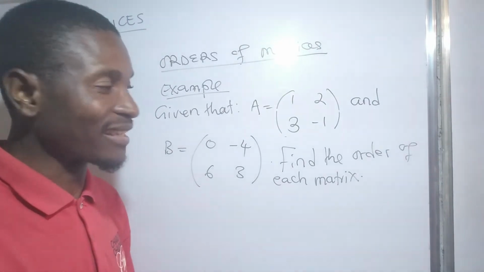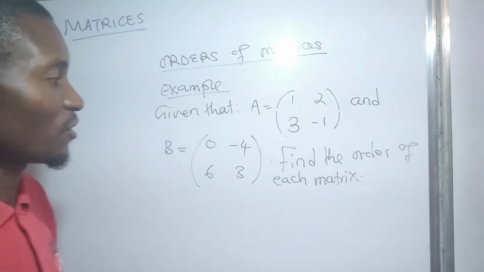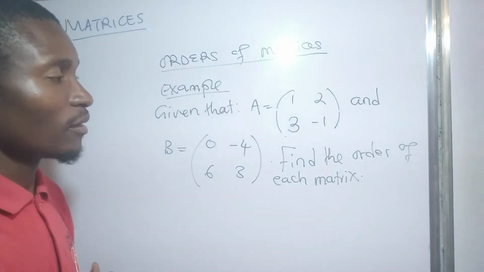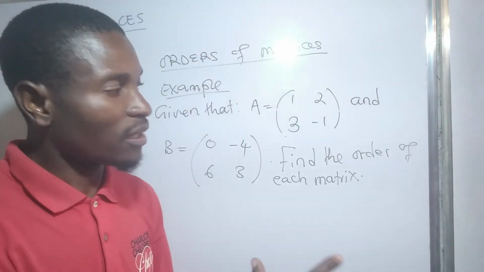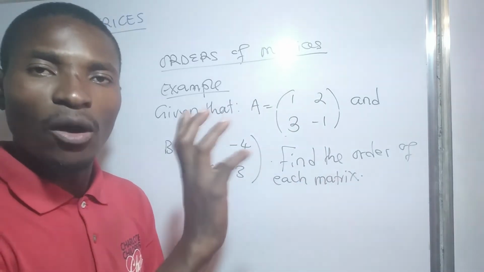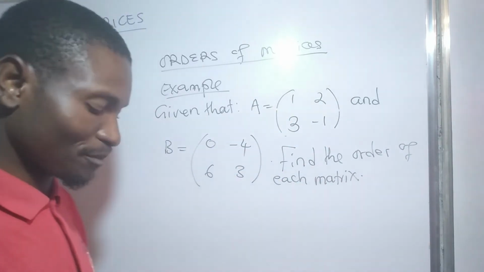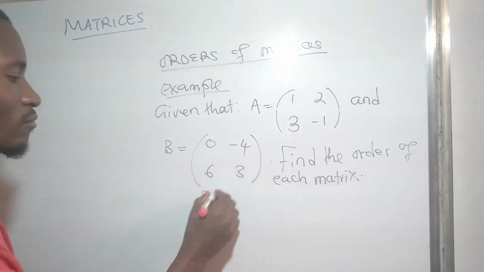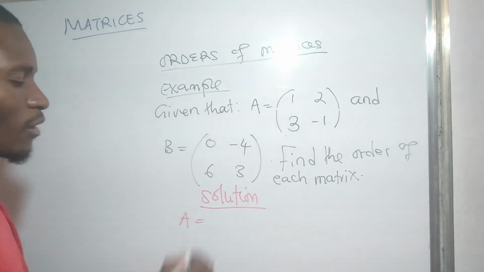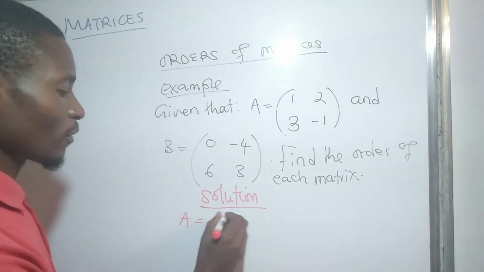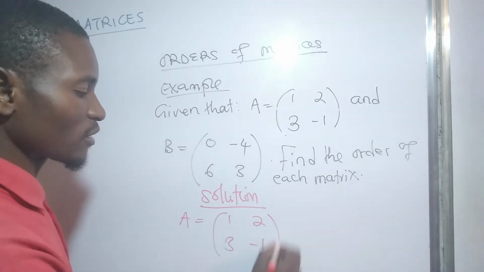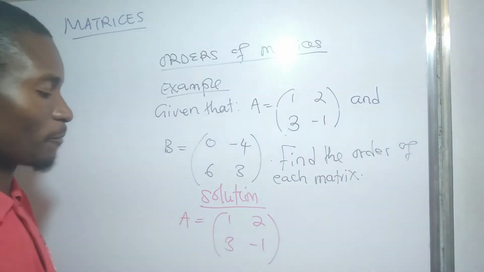I'll repeat that before answering the question. We have been given two matrices, A as well as B. They are saying find the order of each of the matrices, meaning individually we need to identify the order of each matrix. So the order of matrix A, which has the entries 1, 3, 2, -1. This is the matrix.